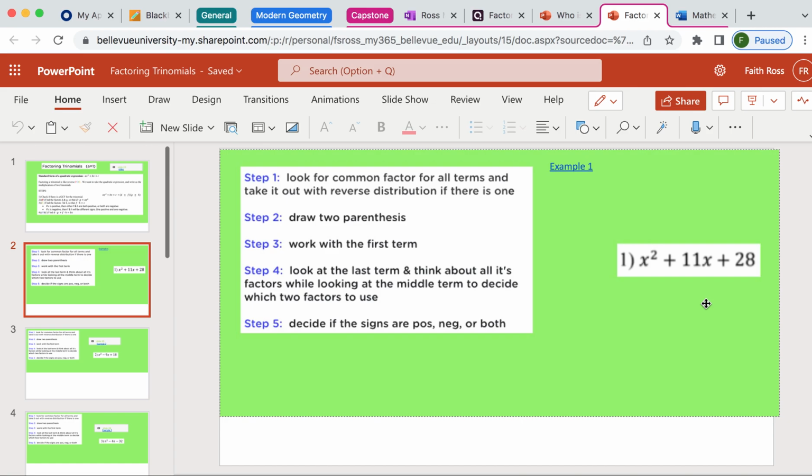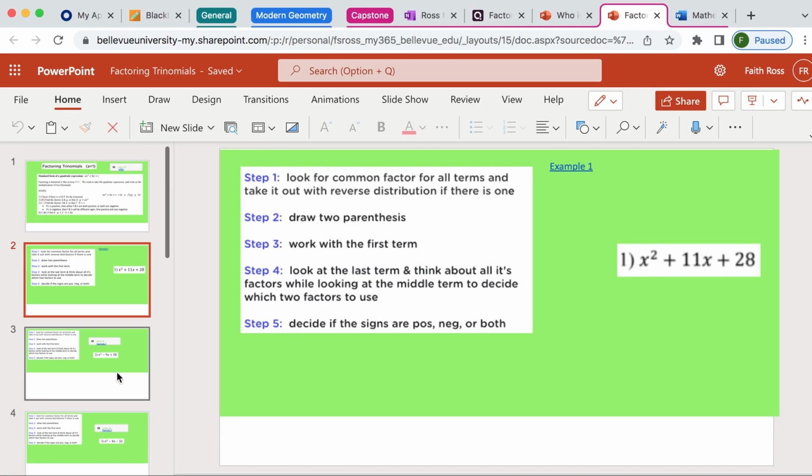Now we're going to decide if the sign is going to be positive or negative, or is it going to be both. So remember, addition means same sign. So that means both of our signs are going to be positive. Good job.